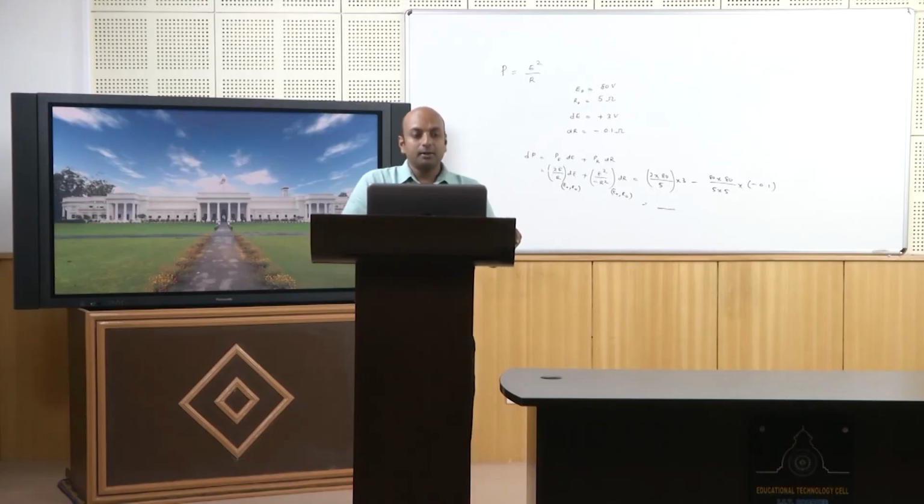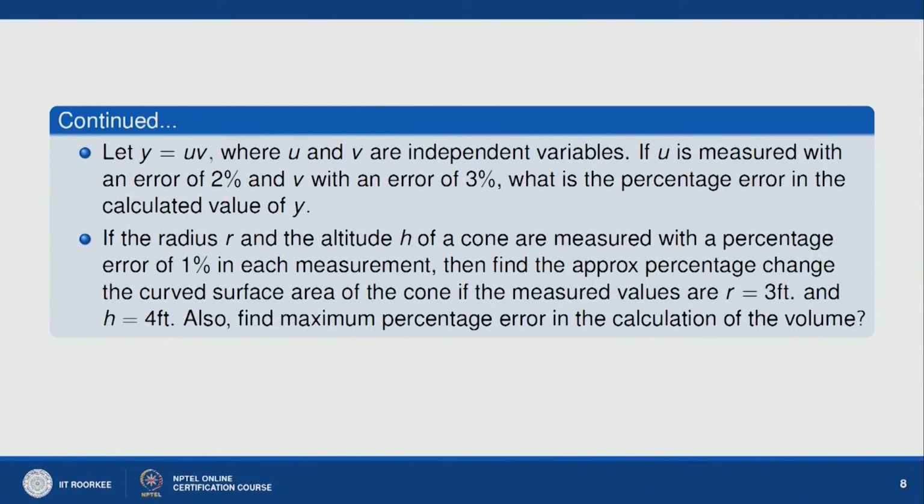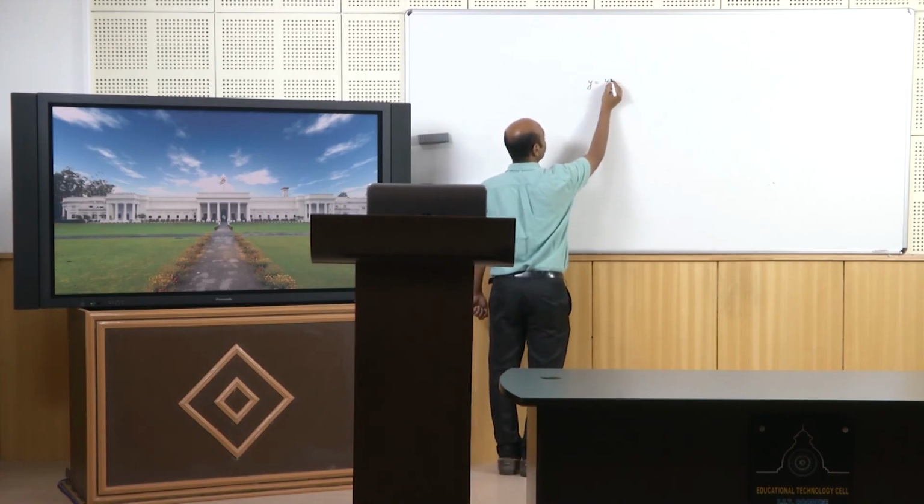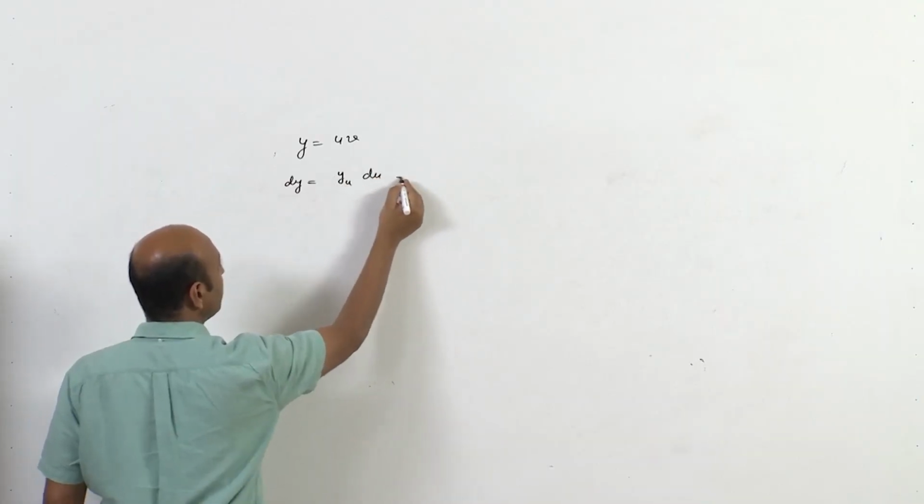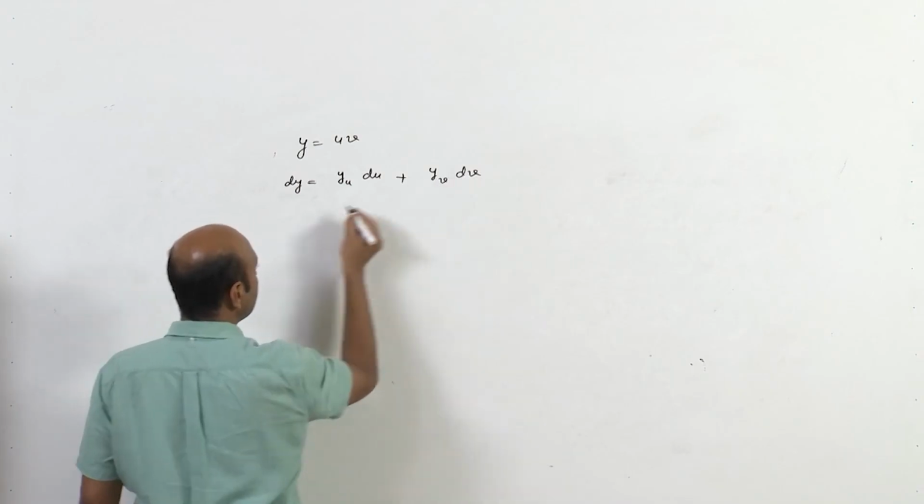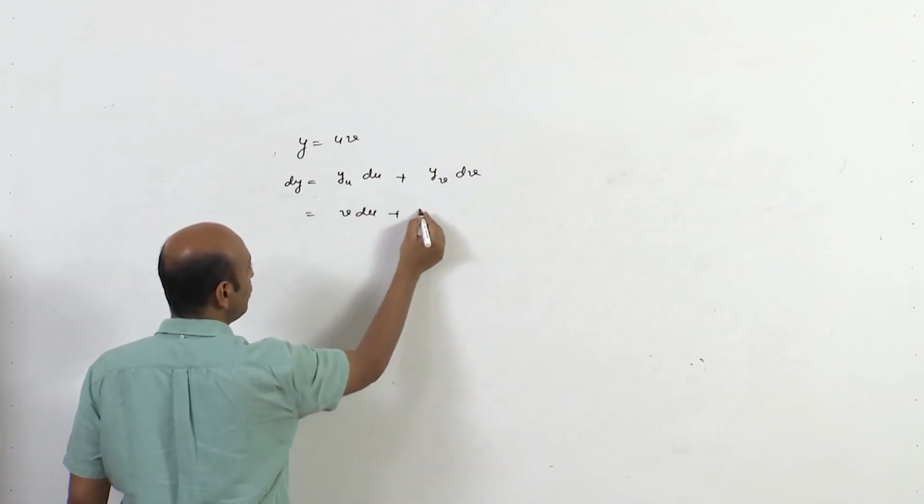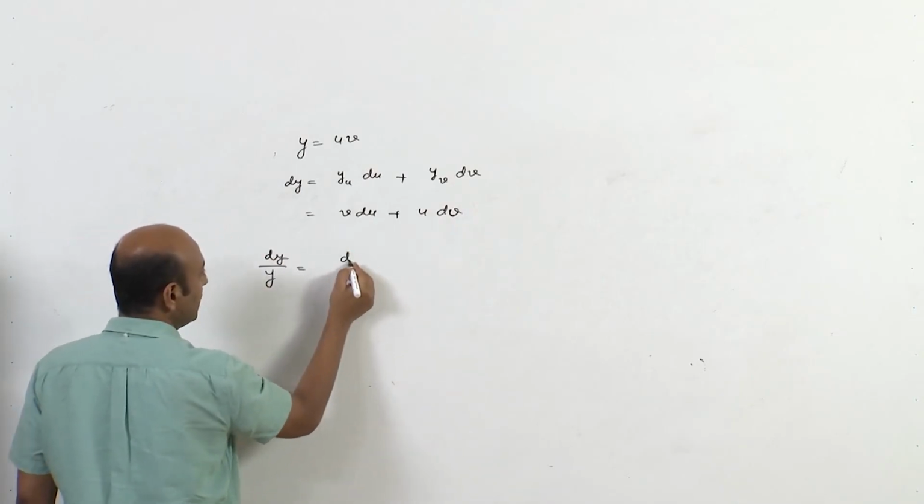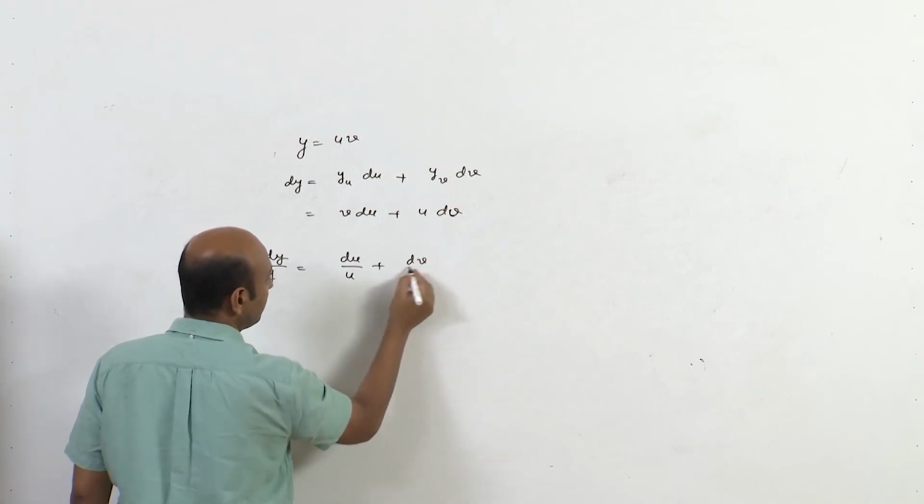Okay. Now the first problem of the next slide is, say y equal to uv, where u and v are independent variables. If u is measured with 2% error and v is measured with 3% error, what is the percentage change in the value of y? It is very simple problem. So, here y is equals to uv. So, dy will be equals to basically y_u into du plus y_v into dv, that is v du plus u dv, and what is dy upon y? That will be du upon u plus dv upon v.